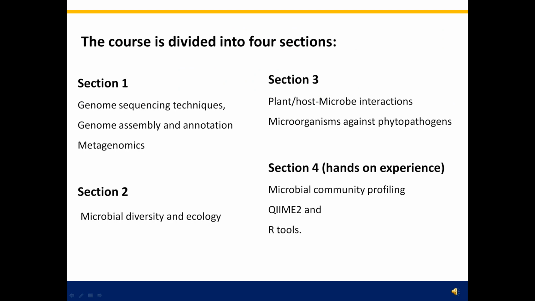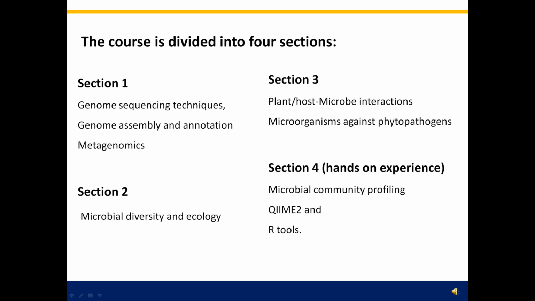Coming to the course content, the course is divided into 4 sections. Section 1 deals with genome sequencing techniques, where we are going to deal with various sequencing technologies, library preparation kits, data analysis platforms, and genome assembly and annotation. We will see various annotation pipelines, genome assembly tools, and metagenomics: what the preparation methods are, what kind of data we can get, and how we are going to analyze that.